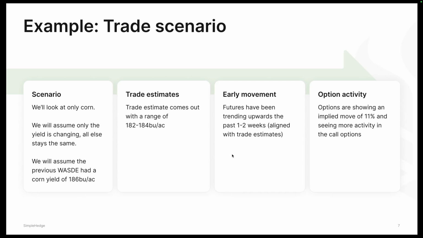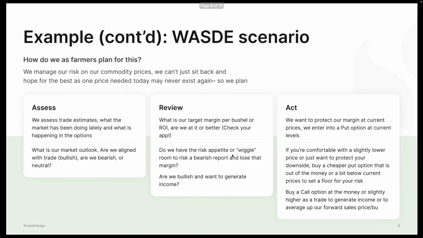So we are seeing that the market's starting to get a little bit more bullish, maybe more strength in what they think is going to happen, but also there could be a surprise given implied movement is at 11%. So, how do we as farmers plan for this? So we want to manage our risk on our commodity prices.